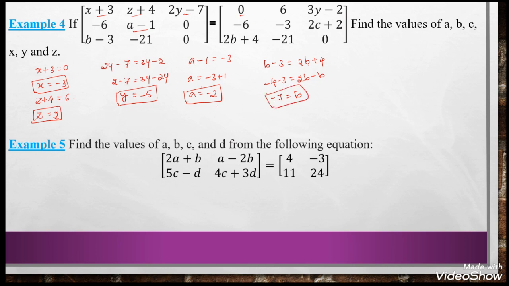Again, I want the value of c. Okay. C, that is 2c plus 2 is equal to 0. 2c is equal to, take plus 2 on this side, it becomes minus 2. The value of c becomes minus 1. Okay. These are the values of x, y, z and a, b, c of the given matrices.